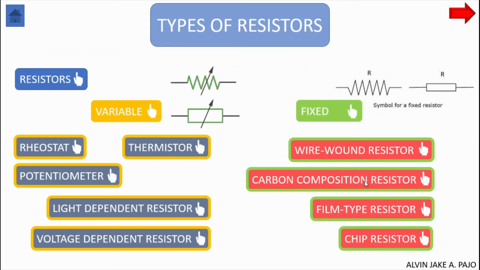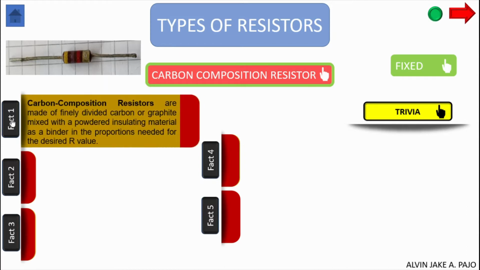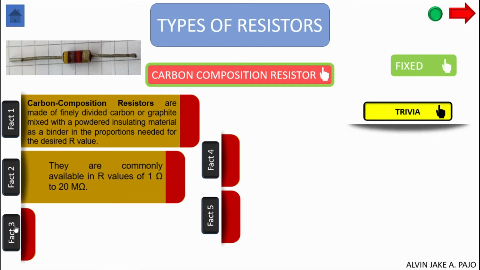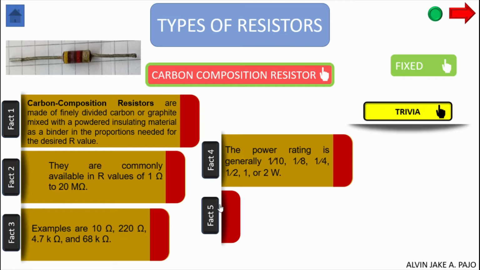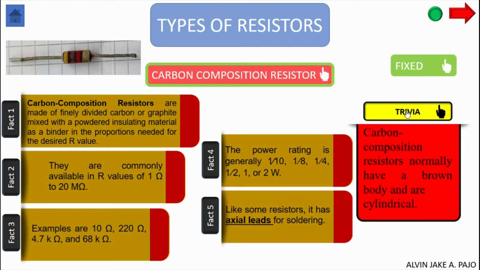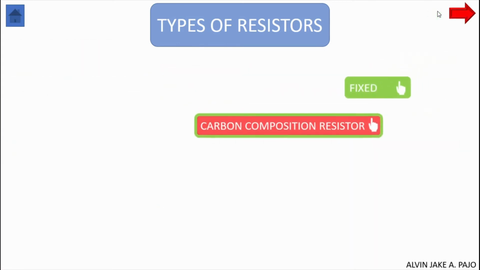Next is the carbon composition resistor. Carbon composition resistors are made of finely divided carbon or graphite mixed with a powdered insulating material as a binder in the proportions needed for the desired resistance value. They are commonly available in resistance values of 1 ohm to 20 megohms. Examples are 10 ohms, 220 ohms, 4.7 kilohms, and 68 kilohms. The power rating is generally 1/10, 1/8, 1/4, 1/2, 1, or 2 watts. Like some resistors, it has axial leads for soldering. Carbon composition resistors normally have a brown body and are cylindrical.